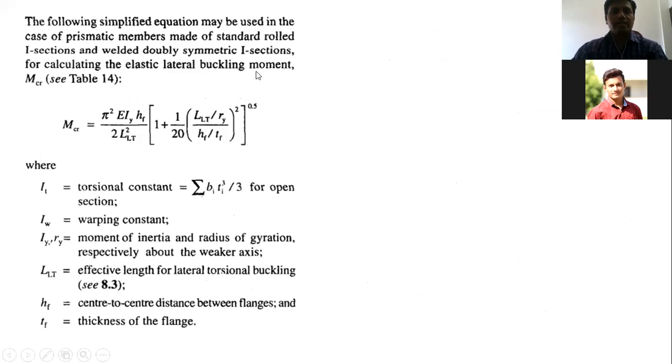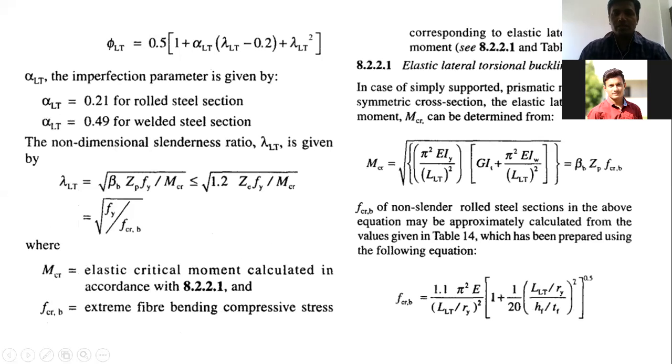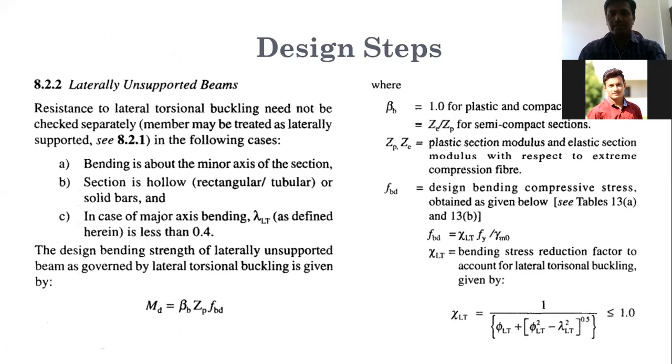The following is one example of how to calculate the MCR for I sections and welded doubly symmetrical I sections. Whatever the parameters, they are already given here. There is no need to remember any of these formulas. I'm just going back. The basic formula is MD equals beta B into ZP into FBD.